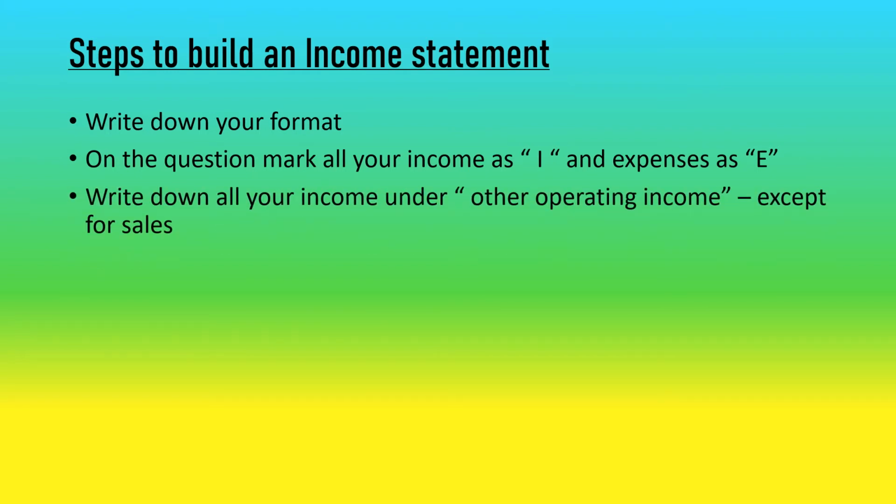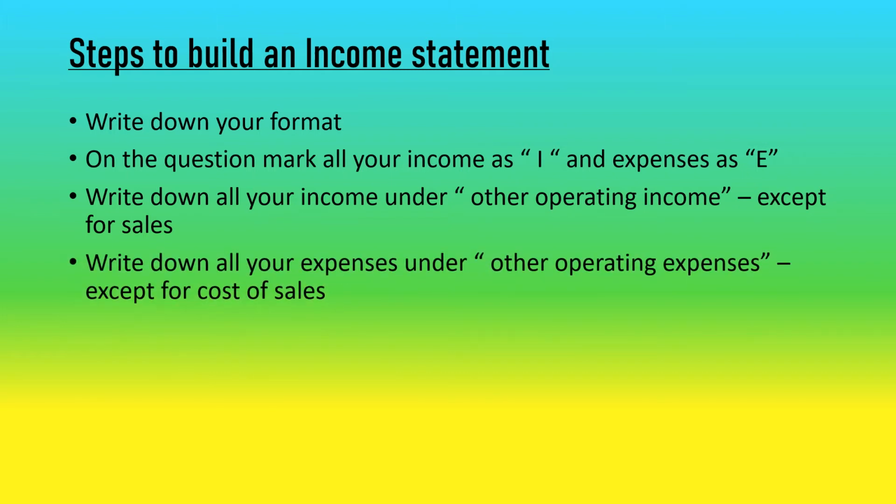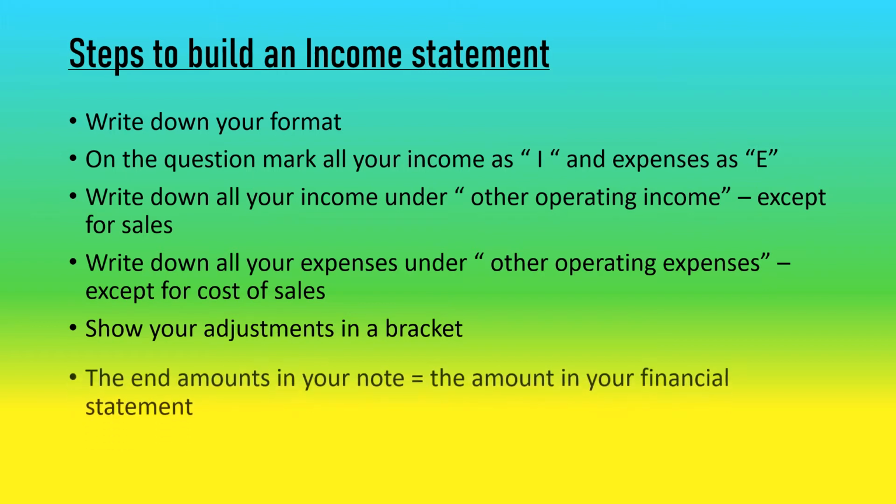Number 3, write down all your income under other operating income except for sales. Just like that, write down all your expenses under other operating expenses except for cost of sales. Always remember to show your adjustments in your bracket.